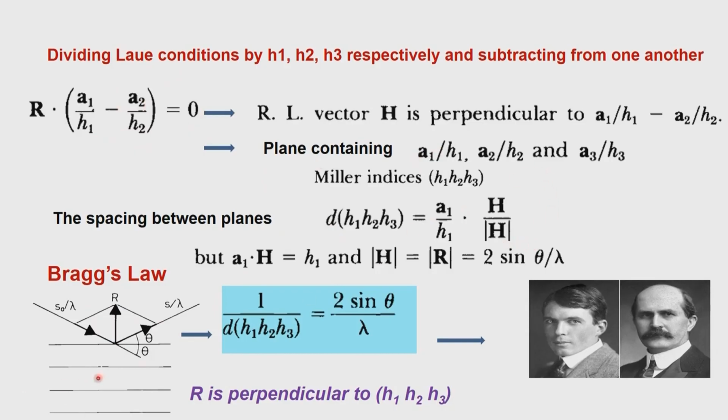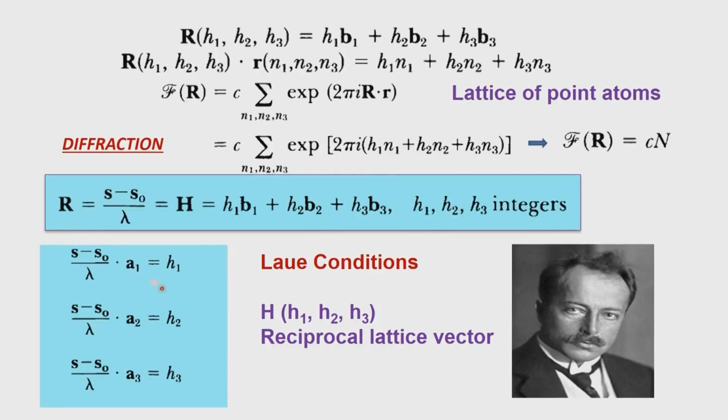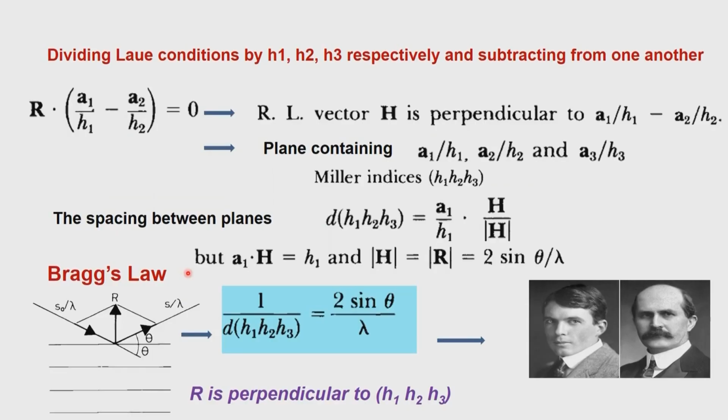So, if we now call the spacing between planes, the distance between the two planes, d of HKL, then we can write this expression A1 dot H, because you can now see that if you go to the Laue condition, we are essentially writing the Laue condition. A1 dot H is the Laue condition. This will be equal to H1. So, A1 dot H is actually H1. Now, this is divided by H1 and the modulus of H.